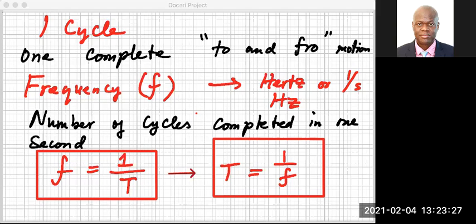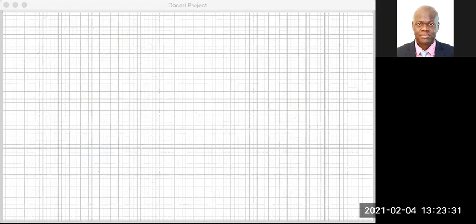Okay, so to complete the terminology, let's look at the simple pendulum. A simple pendulum is simply a mass attached to the end of a string or rod that is free to oscillate back and forth.